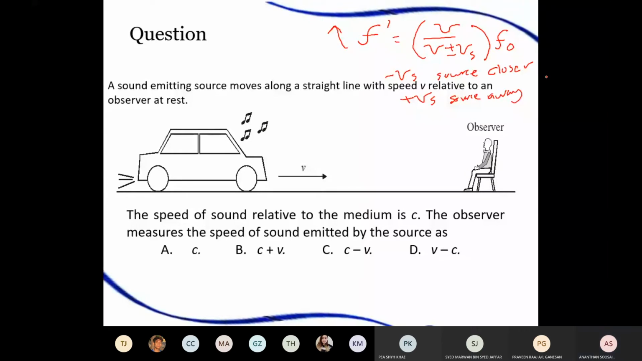Okay, I received answer C. Is it C? Give me your feedback. If one of your friends says C, this is relative to the observer, right? The speed of sound relative to the medium is C. The observer measures the speed of sound emitted by the source as, is it C? The speed of sound relative to the medium is C, so the speed of sound emitted by the source is also C, no effect. So the answer should be C minus V.